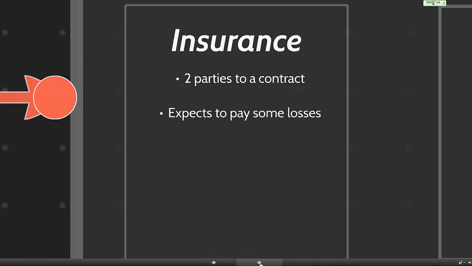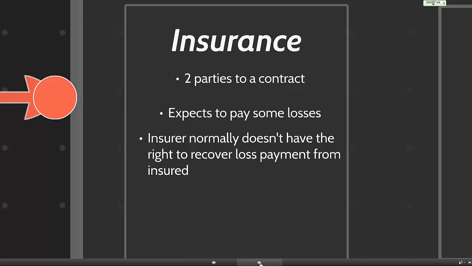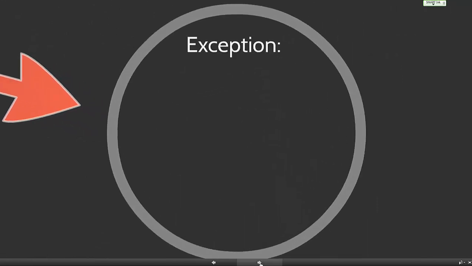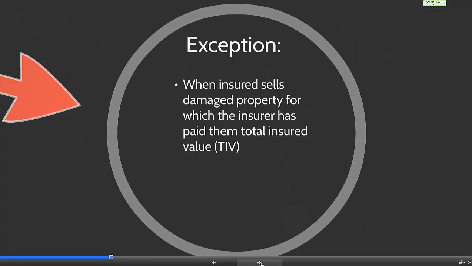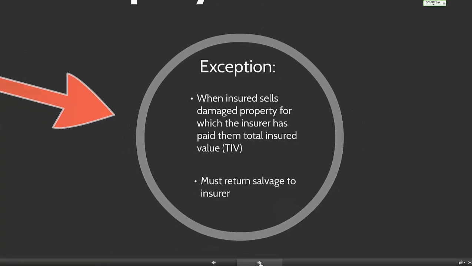Another difference is that insurance companies expect to pay some losses under insurance contracts. In fact, as soon as the policy incepts, they begin to have to reserve for losses that are occurring, even if those losses haven't been reported to them. The insurer normally does not have the right to recover a loss payment from the insured. The exception is when the insured sells damaged property for which the insurer has paid them the total insured value. They have to give that money to the insurance company up to the total insured value they received from the insurer. Or, another way of saying it is, they must return the salvage to the insurer.